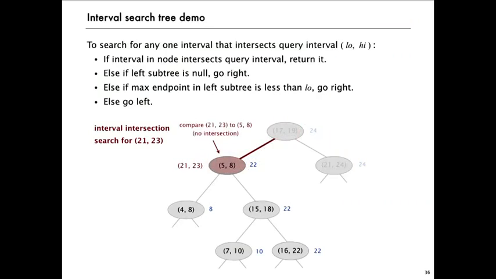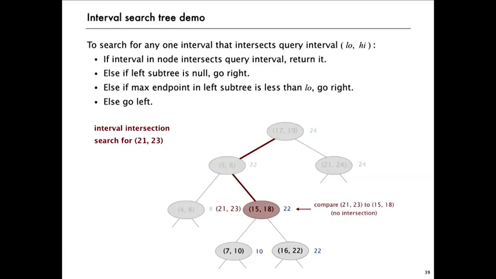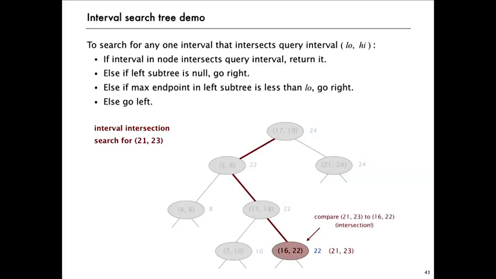Now we compare against 5, 8, and there's no intersection. So now we're going to go left or right. Well, we're going to go to the right because the max endpoint in the left subtree is 8, and our interval is 21, so no intersection on the left, so we're going to go right. 21, 23 and 15, 18 do not intersect, so now do we go left or right? Again, 10 is less than our left endpoint 21, so we better go to the right. And now 21, 23 does intersect 16, 22, so we return an intersection. Again, one path through the tree to determine an intersection.